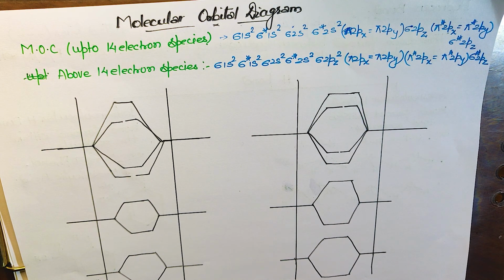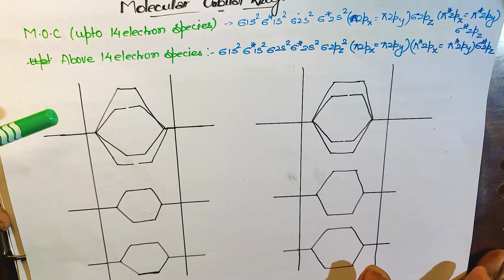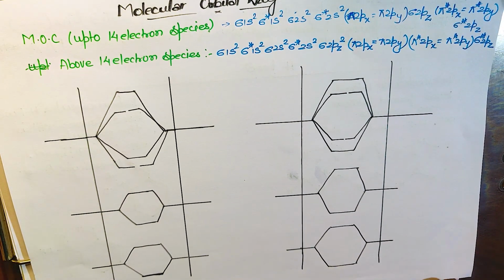On that basis we can find the magnetic behavior, the number of unpaired electrons, the bond order, bond stability, bond dissociation enthalpy, and all that. Today we'll look at the molecular orbital diagram, that means how to draw the diagram if it is asked. Although it is not generally asked, you should know the concept. So let me draw this.